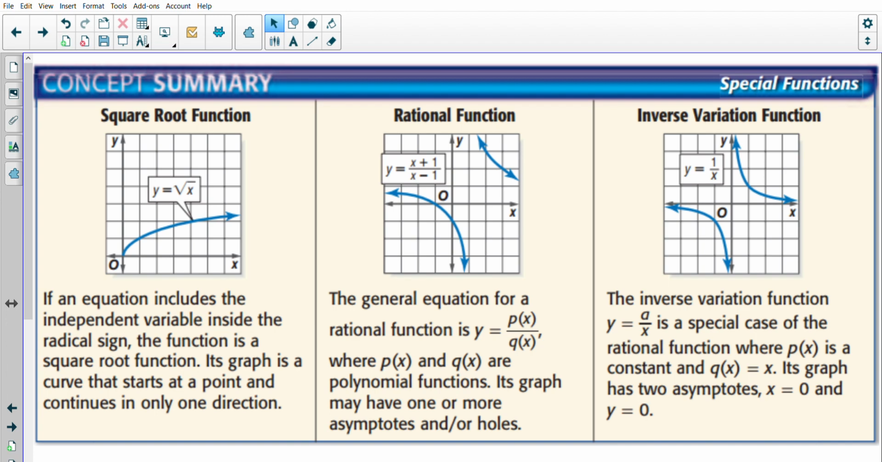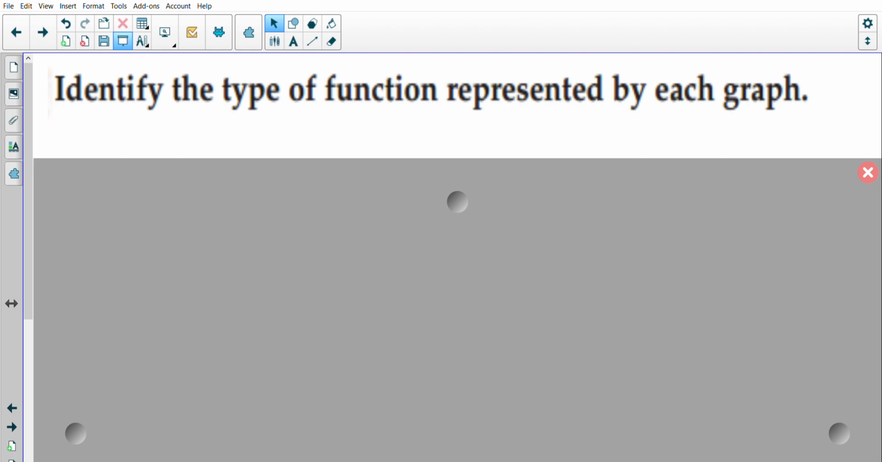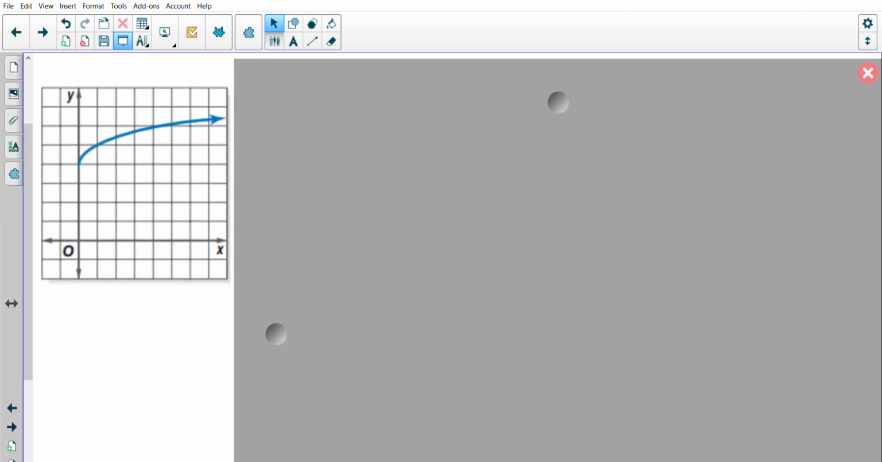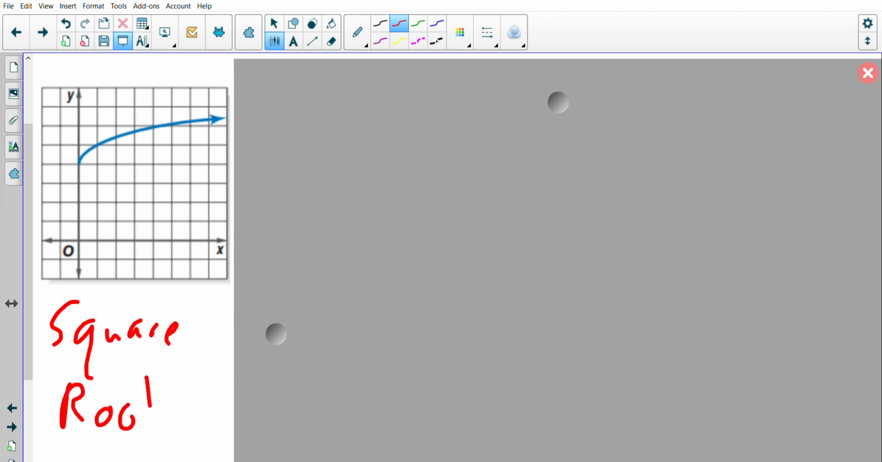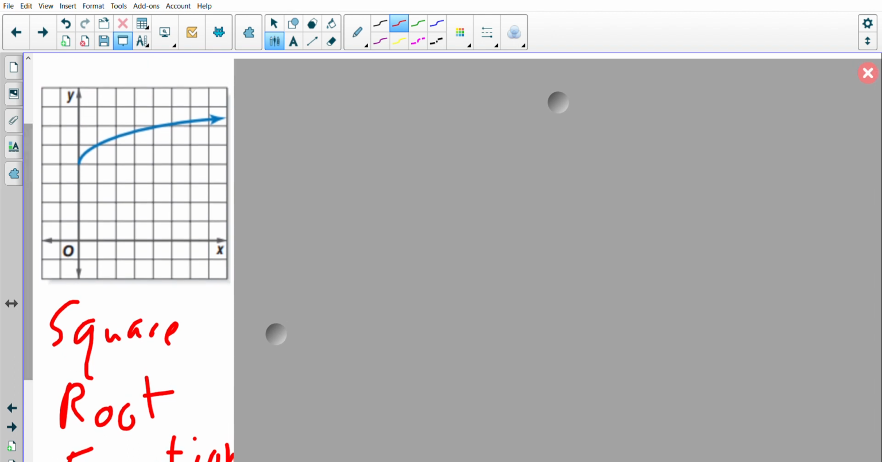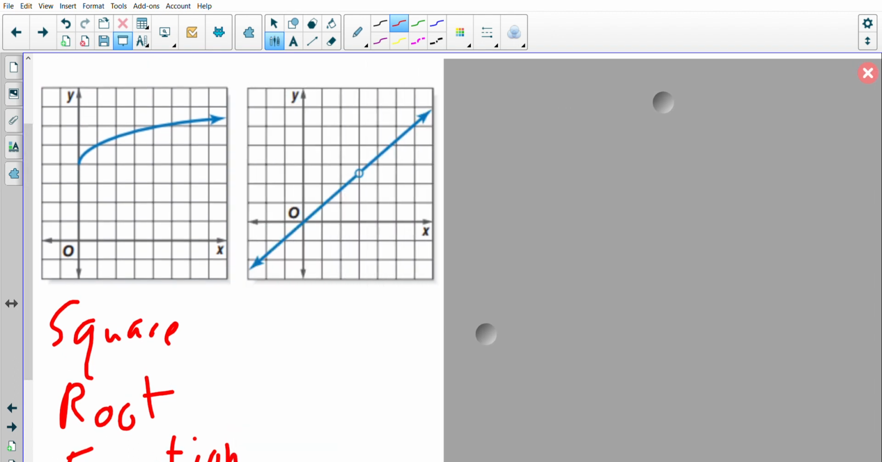So we have a lot, and we want to be able to identify these. Identify the type of function represented by each graph. The first one we have here, it's a sideways half a parabola. So that tells us it is a square root function. Next one, we have a line with a hole in it. So this one is a little bit tricky.